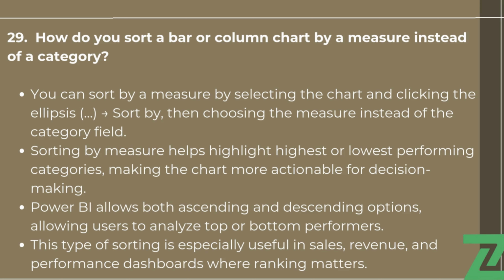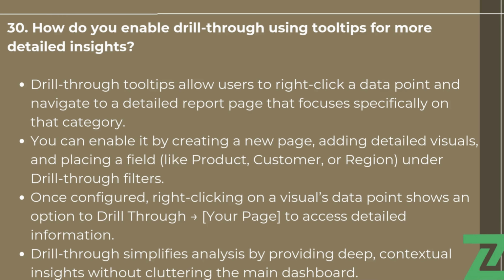Power BI allows both ascending and descending options, allowing users to analyze top or bottom performers. This type of sorting is especially useful in sales, revenue, and performance dashboards where ranking matters. 30th question. How do we enable drill-through using tooltips for more detailed insights?